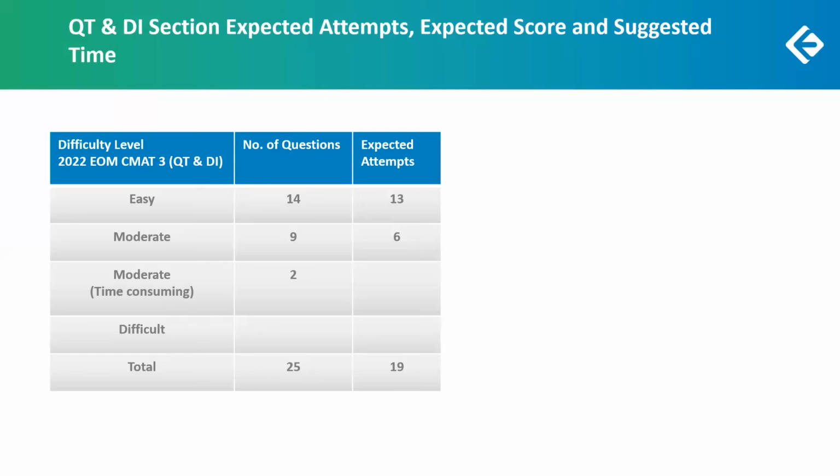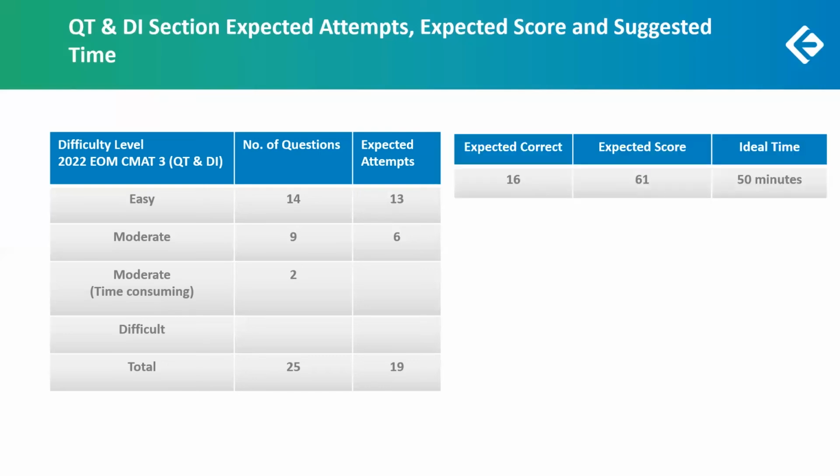So out of the total of 25 questions in this section, we expect that students should have attempted at least 19 of them. Even if you got 3 of the 19 incorrect, we expect that at least 16 should have been correct. So 16 correct and 3 incorrect would have fetched you a score of 61 in this section. And for this number of attempts, we suggest that around 50 minutes should have been spent on this section.